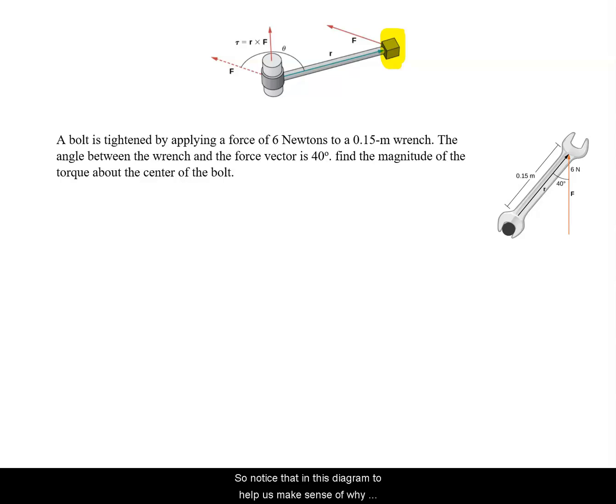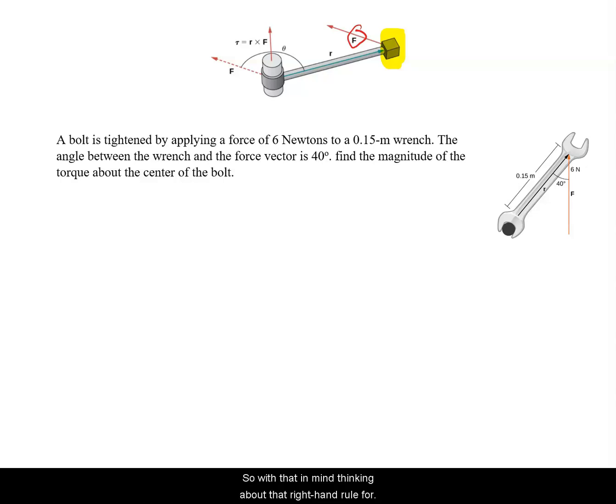So notice that in this diagram, to help us make sense of why the cross product is useful here, we've moved this force vector here, and we've put it at the location of the center of rotation, so the bolt. So while technically the force is applied here at the end of the wrench or the lever arm, to make sense of a cross product, we're going to consider it being located here at the center of the rotation.